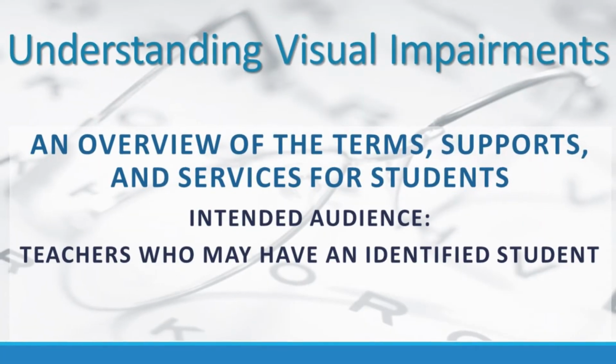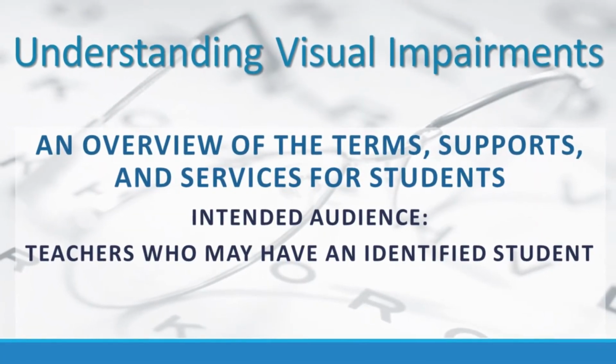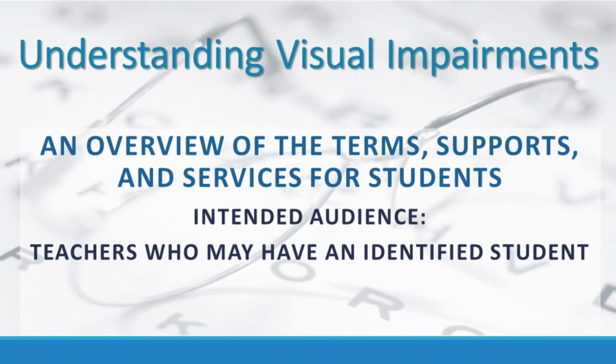Every teacher has the potential to have a student identified with a visual impairment assigned as a member of his or her class. The design of this professional development provides an overview of the terms, supports, and services that surround a student identified within this category.